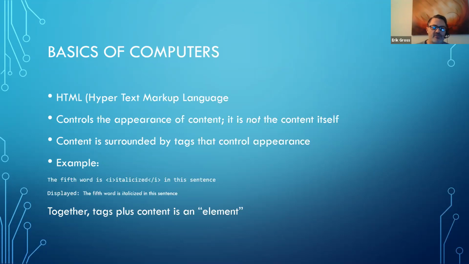So if you look at the whole thing there, the opening tag, just the letter I, and the closing tag, it's got a slash and then the I. And then the content in between them, that whole thing is called an element. An element is one part of an overall whole. And in this case, the overall whole is the web page. It's one element on the web page.